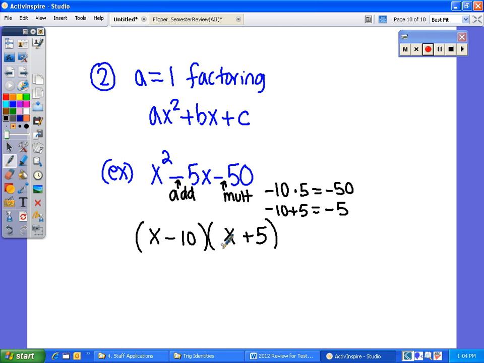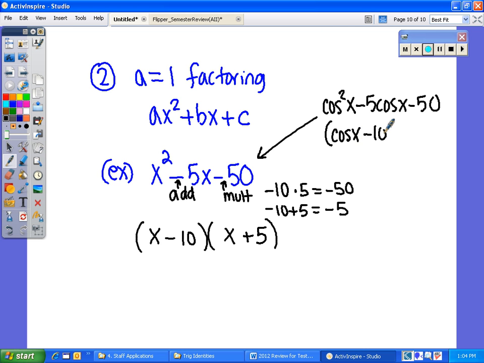Now, if it was cosine, you still would do everything exactly the same way that you did there. You would wind up having two factors, cosine minus 10 and cosine plus 5. Still the same, nothing changes, except instead of having an x, you have a cosine.